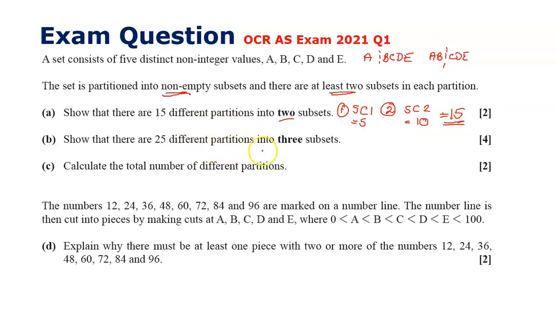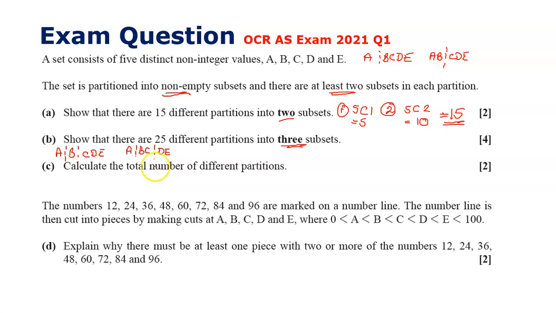Show that there are 25 different partitions into 3 subsets. And again, you have to think, how can I split this? Partition this into 3 subsets. Well, I suppose now I'm talking, I need an A with a B and then a C, D, E. That's one way of doing it. Alternatively, I would get an A, and then I have a BC, I suppose, and then I have a DE. And I don't think there's any other ways to do that.